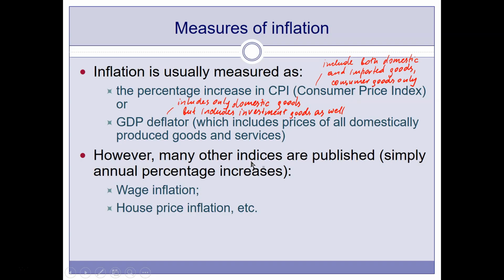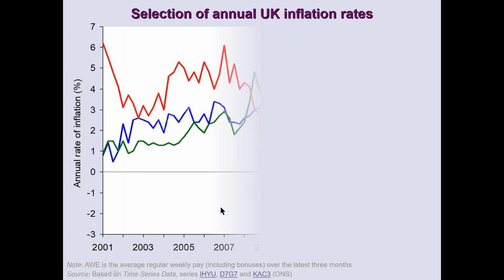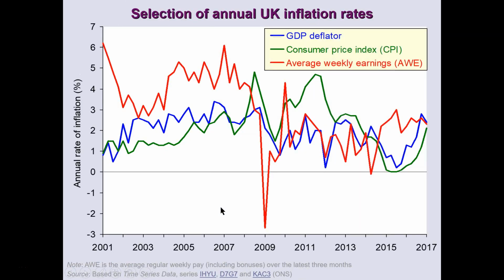Apart from this, there are some indexes which show inflation in different sectors of the economy. For example, wage inflation. This will show how quickly wages are growing in the economy. Or house price inflation. Again, it will show you how house prices are going up, and so on in different sectors of the economy. Strictly speaking, they tend to move quite closely with each other. When one measure of inflation goes up, usually other measures will follow.